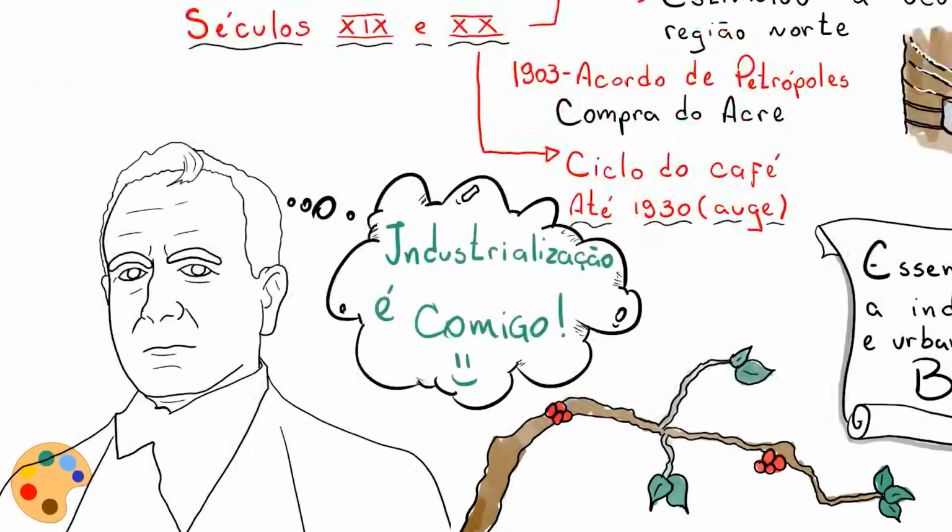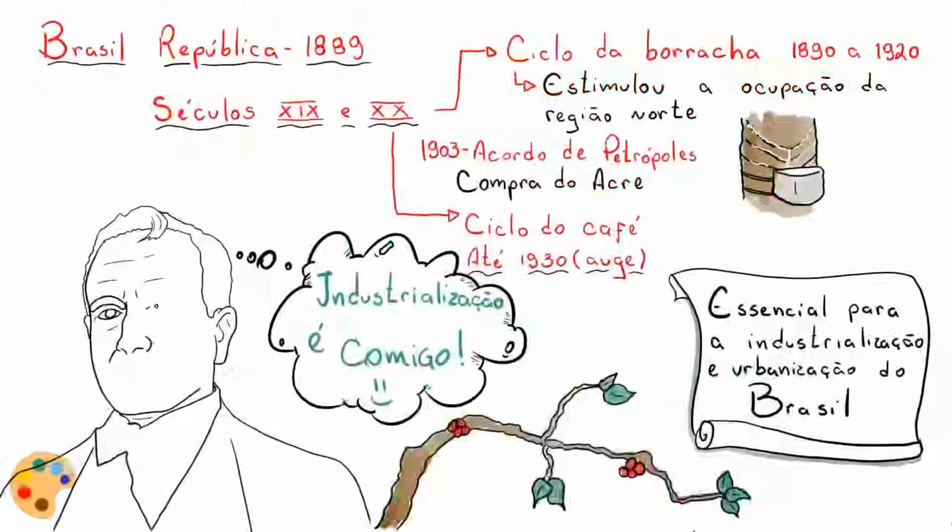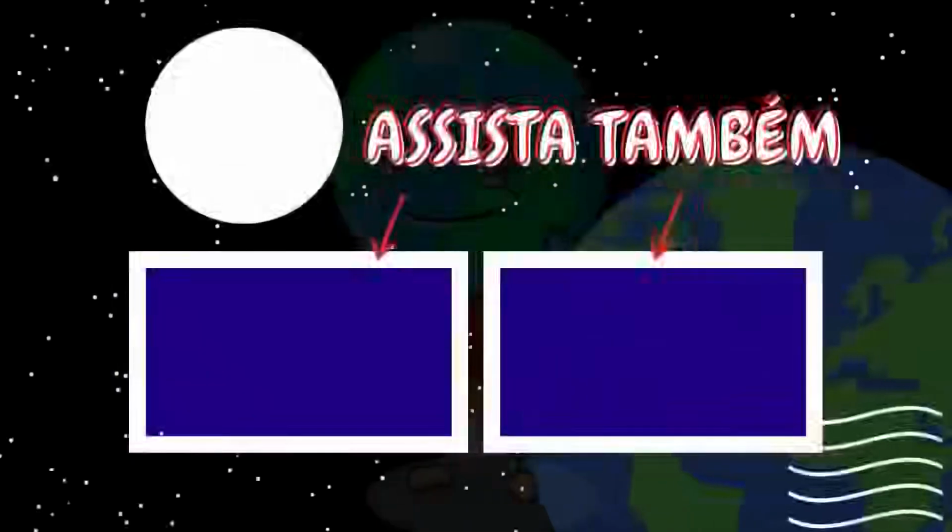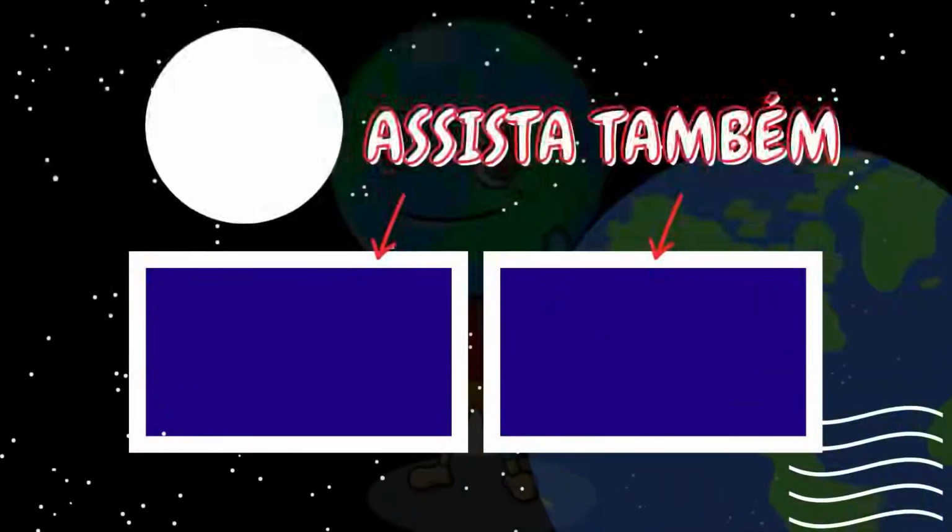And here, finally, the industrial period of Brazil emerges, which also consequently leads to urbanization of the country. I'm not covering that in this video. For more on Brazil's industrialization and urbanization, check out the 2 videos on your screen.